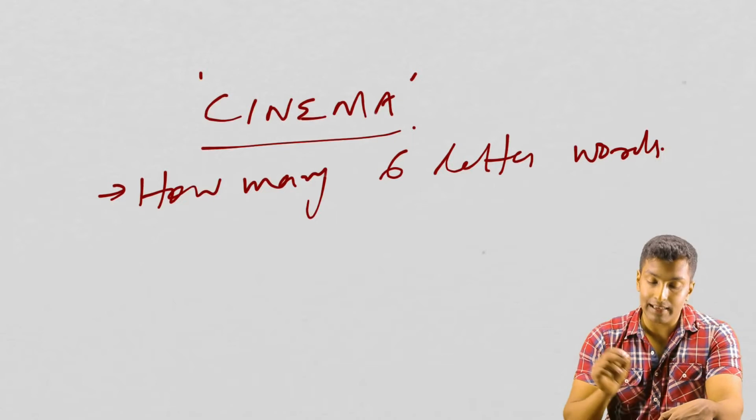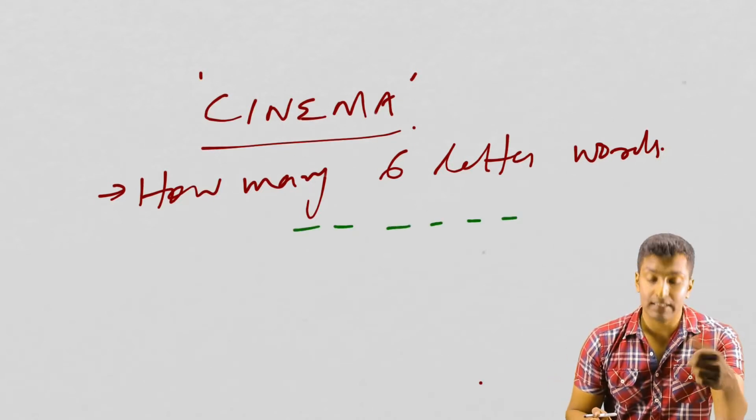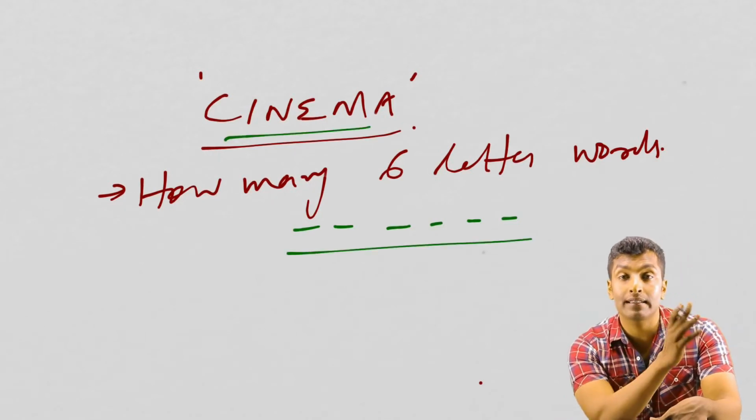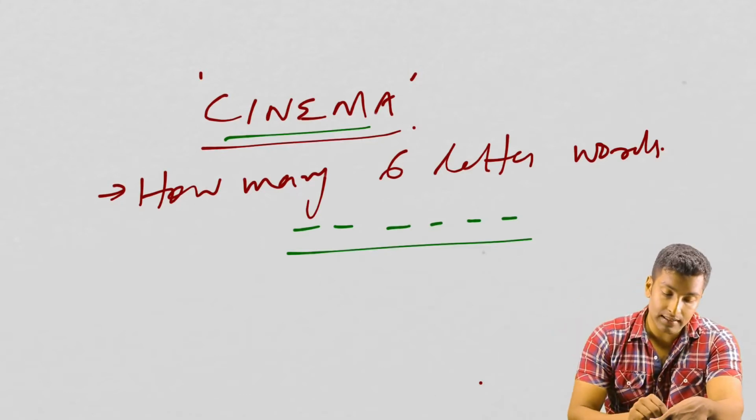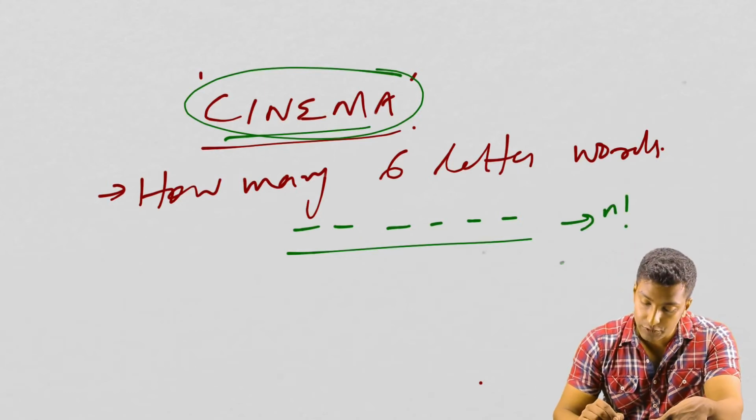I need to make a 6-letter word, so I need to fill 6 places. Very simple, right? You have 6 letters and you need to fill 6 places. You know n distinct items in n places can be done in n factorial ways. So here you have 6 distinct items in 6 places, which can be done in 6 factorial ways.